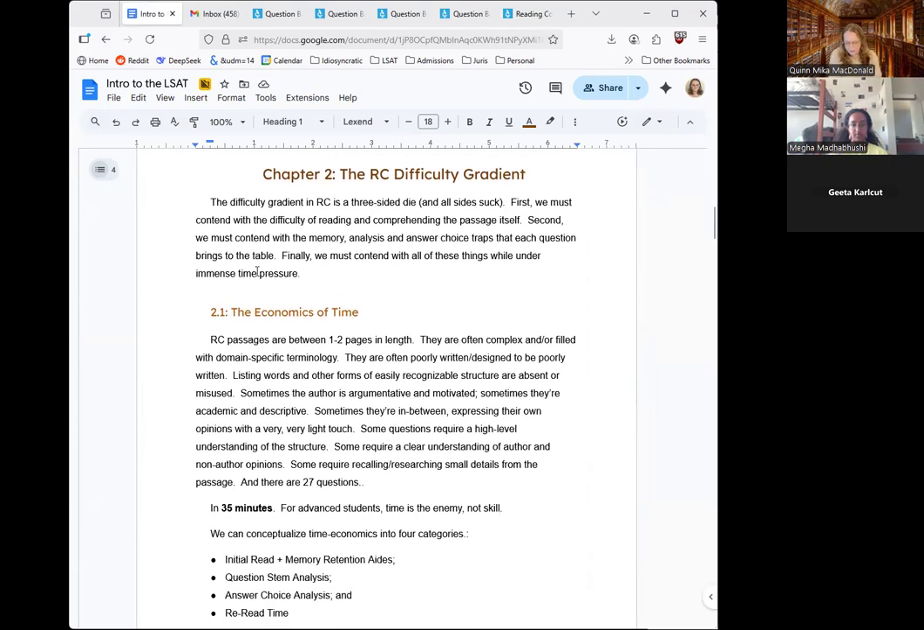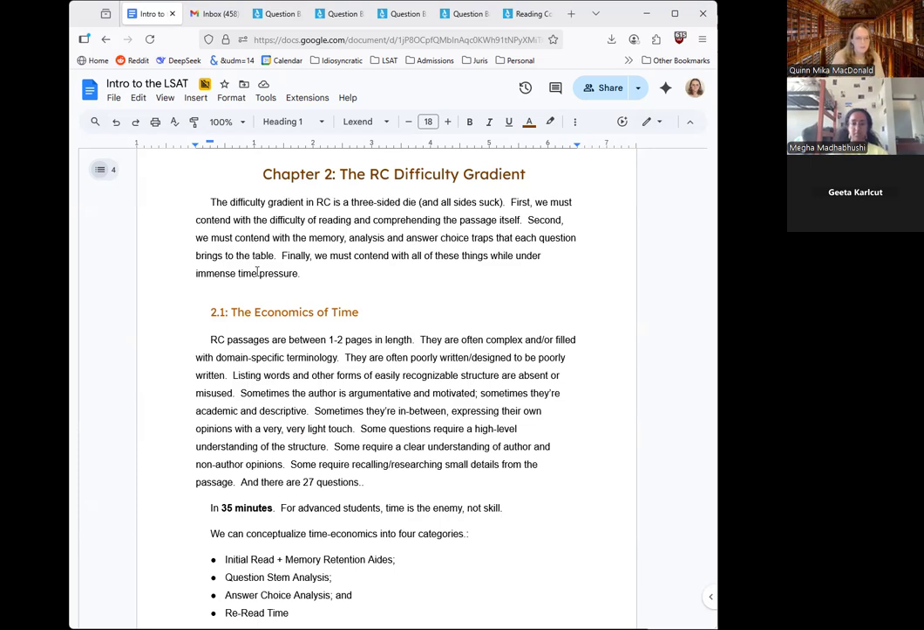So let's talk about the difficulty gradient on the reading comp section, from an abstract perspective. There are really three big issues that we have to cope with in order to excel on the section. First and foremost, we have to read and comprehend what's happening in the passage. Some of these passages are very academic and abstract, and that can be quite difficult sometimes. So we have to build reading and comprehension strategies for when we run into those types of passages.